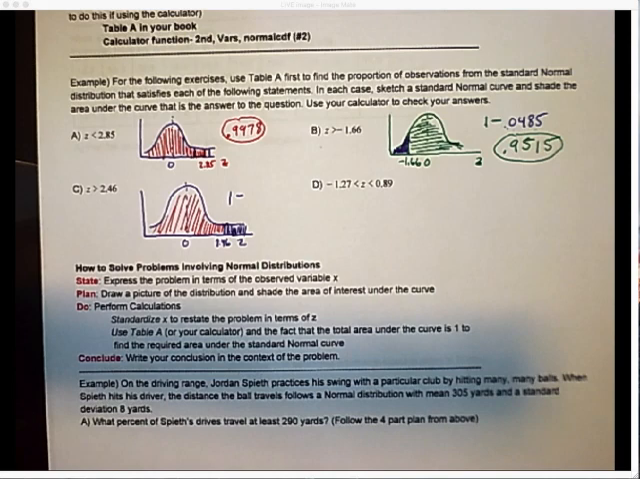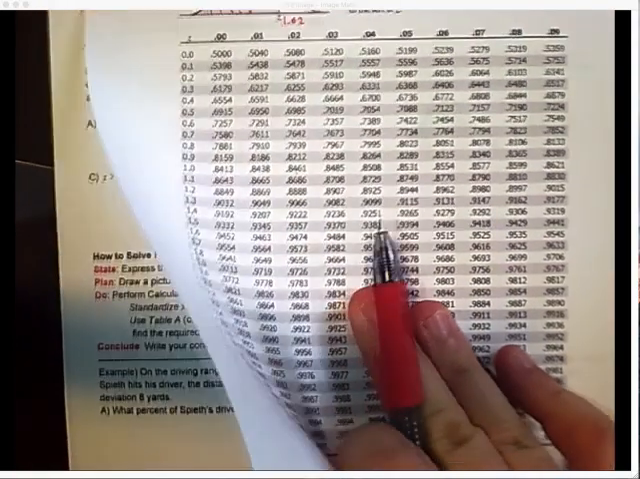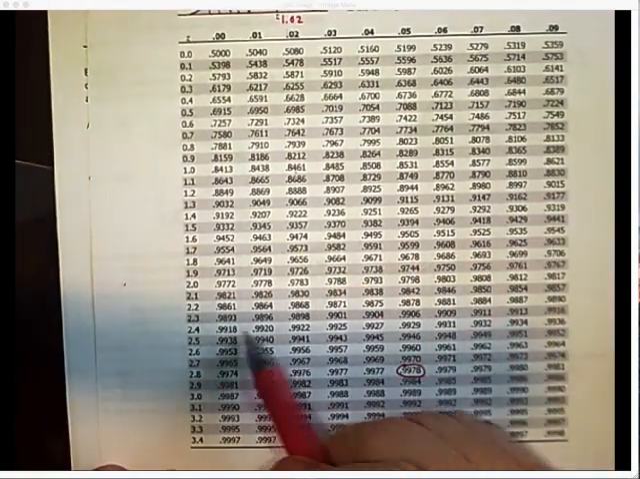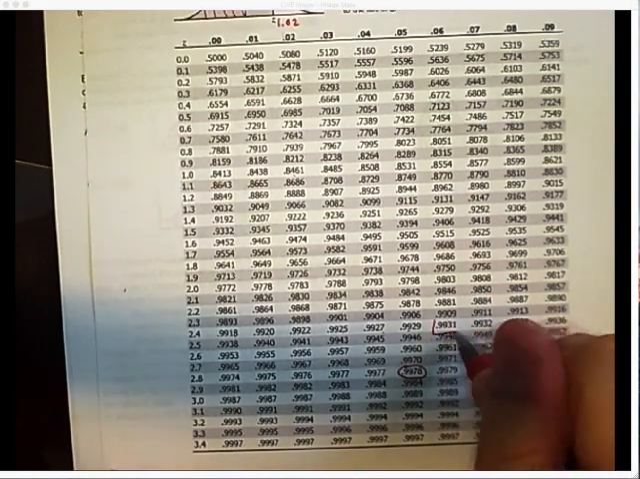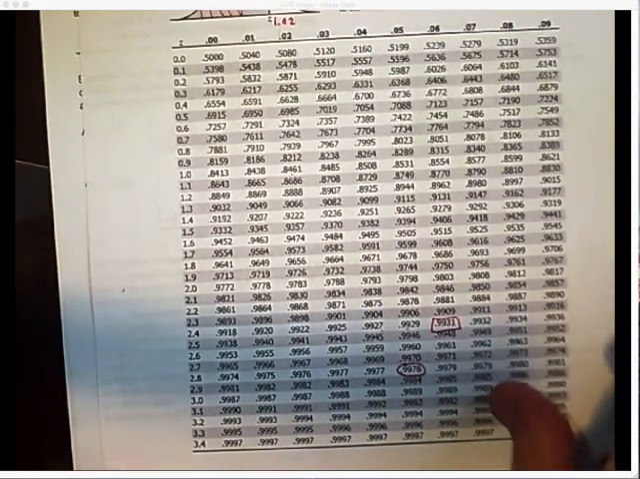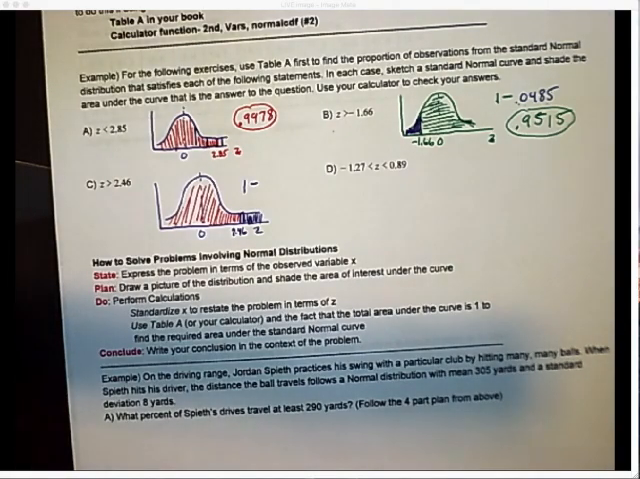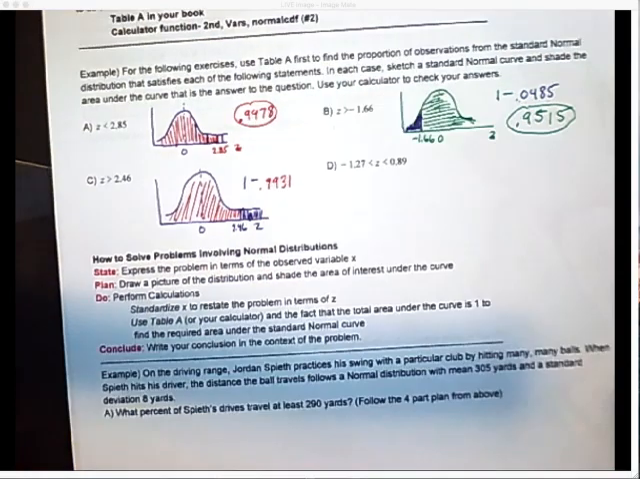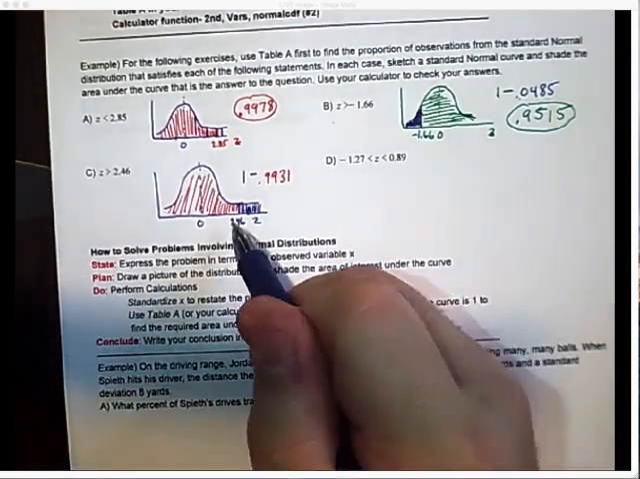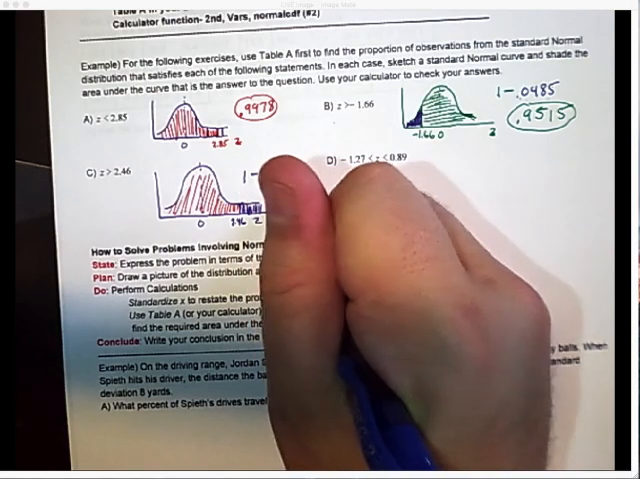So going back into the table, a z value of 2.46, I believe. Yep, 2.46. Here's 2.4, 0, 1, 2, 3, 4, 5, 6. 0.9931. 1 minus that red area, which is 0.9931. So the area to the right of that, it would be 0.0069.